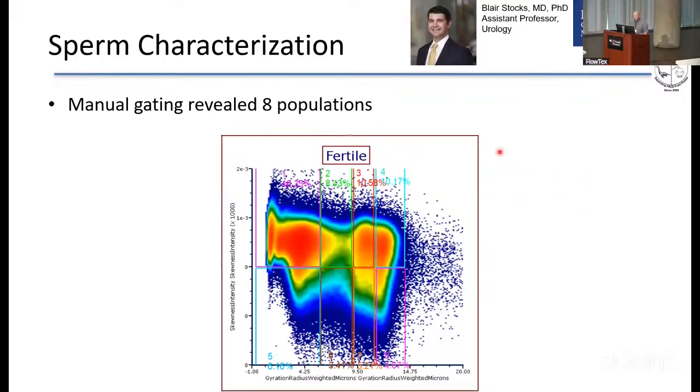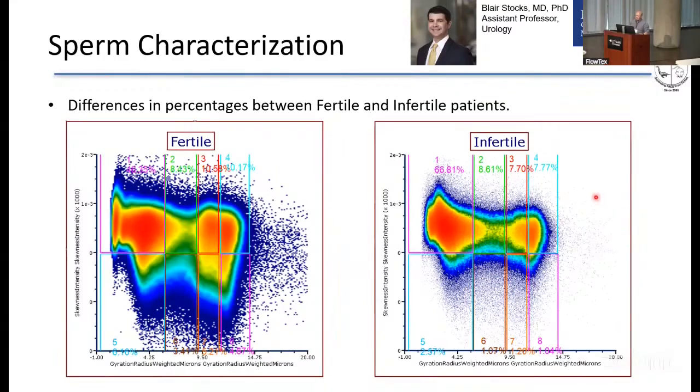So after that, we actually were able to identify 8 different populations using some manual gating, and 2 parameters stood out as being useful to us. The skewness intensity on the y-axis, which refers to the distribution of light and dark pixel intensity in an object, and the radius of gyration on the x-axis, which refers to the compactness of the image. So how these separated out was populations 1 through 4 on the top, which are higher skewness, tended to have round heads, and populations 5 through 8 tended to have small, more conical heads. And as you increased in gyration radius, the sperm actually got more elongated.